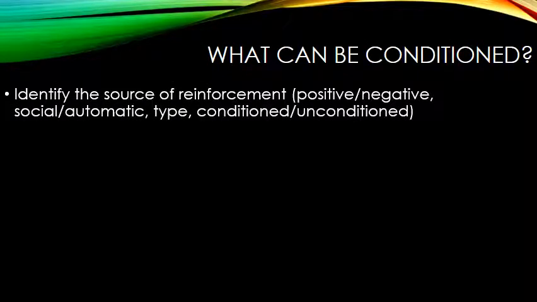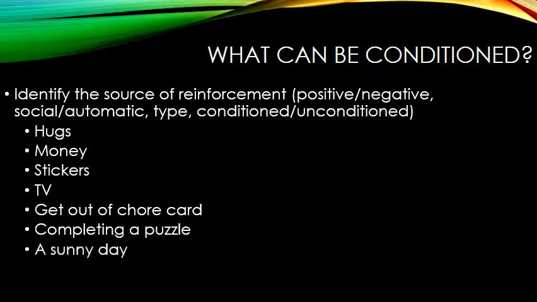So what types of reinforcers can we condition? Well, the first step is we need to identify the source of reinforcement. Is it positive or negative reinforcement? Is it social or automatic reinforcement? What is the type of reinforcer? And is it already a conditioned reinforcer or not? As far as what can be conditioned, just about anything can be conditioned as a reinforcer. So things like hugs, money, stickers, time watching TV, getting out of a chore card, completing a puzzle, or even walking outside on a sunny day are all conditioned reinforcers.